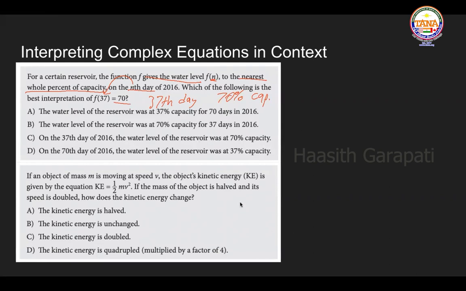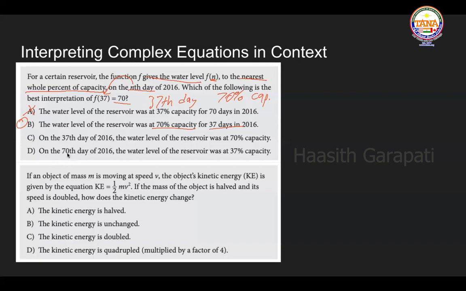A, water level at the reservoir was 37% capacity for 70 days. Okay, well, that doesn't make sense. That's the wrong numbers, right? B, 70% capacity, 37 days. Okay, might be a good answer. Let's check out the other ones. B has the right numbers, but the other ones might make a little bit more sense in context.